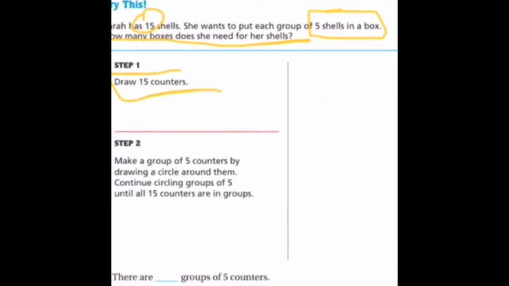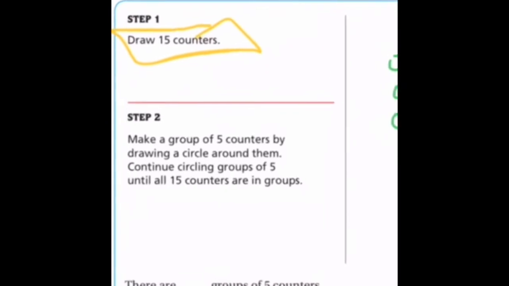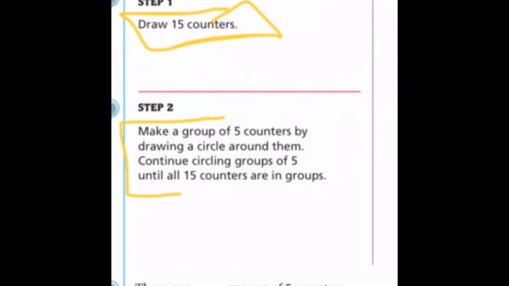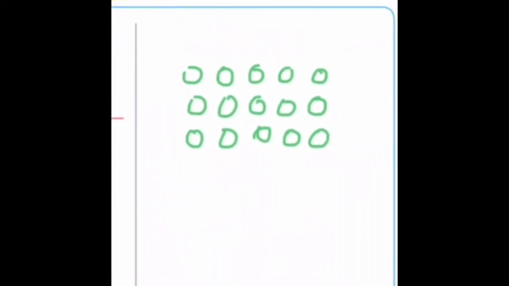So step 1, draw out the 15 counters because we have 15 shells. So I'll do that first. 1, 2, 3, 4, 5, 6, 7, 8, 9, 10, 11, 12, 13, 14, 15. I put them in rows of 5 because I think using 5s is easy to count by if I need to. Okay, so I did step 1. Step 2 says make a group of 5 counters by drawing a circle around them. Continue circling groups of 5 until all 15 counters are in groups. So making groups of 5.